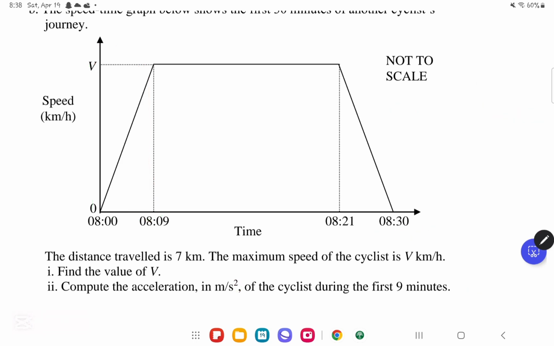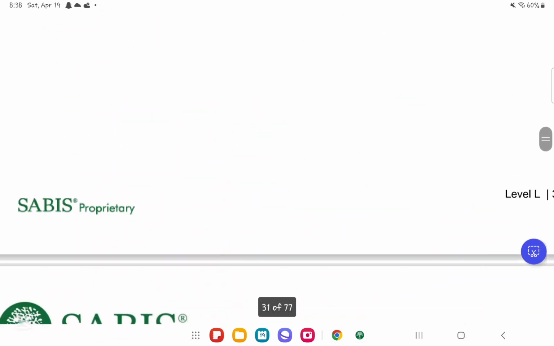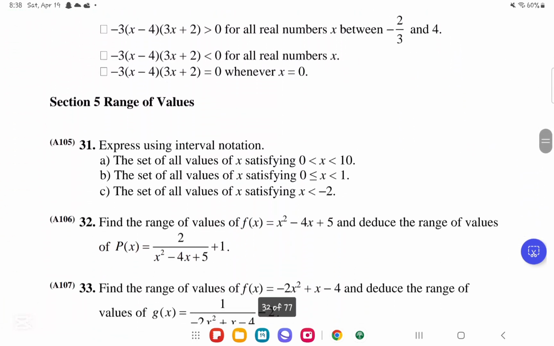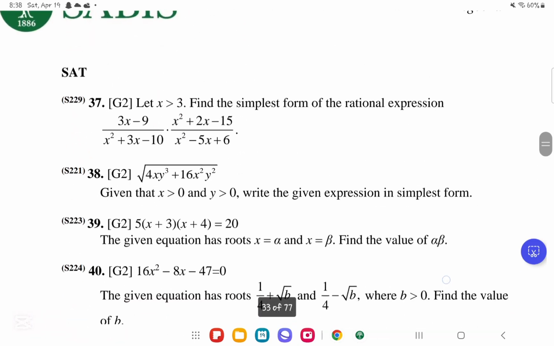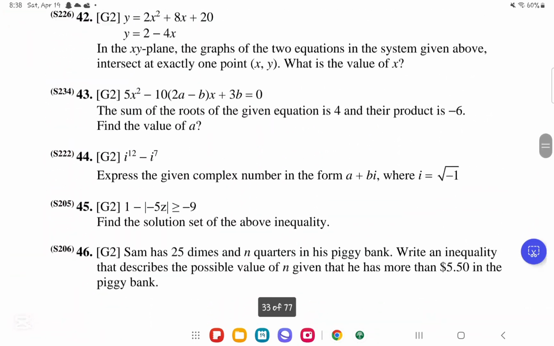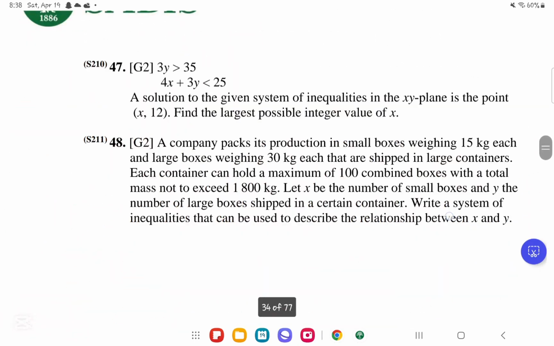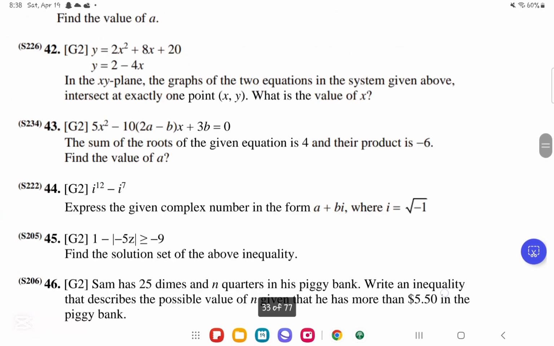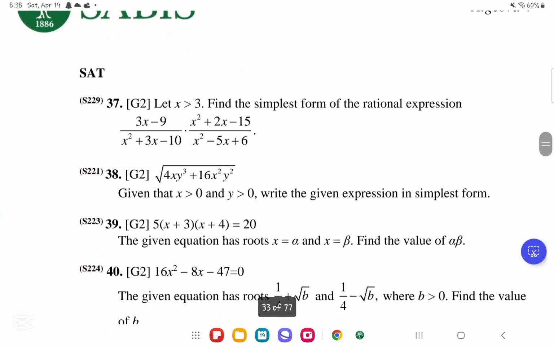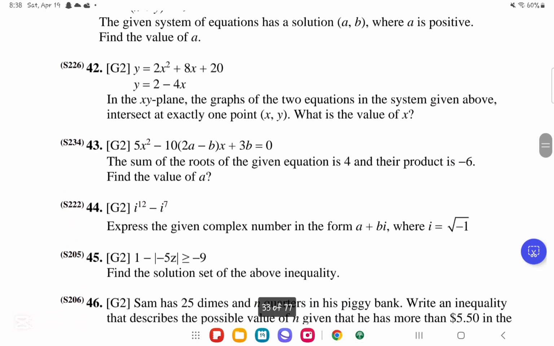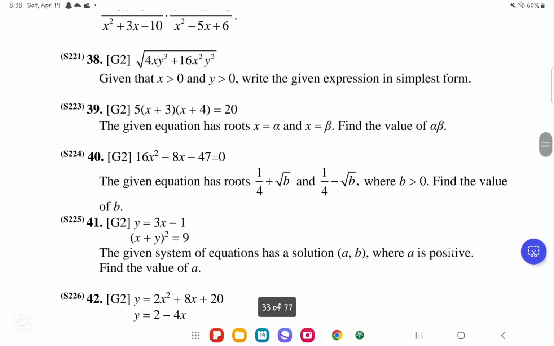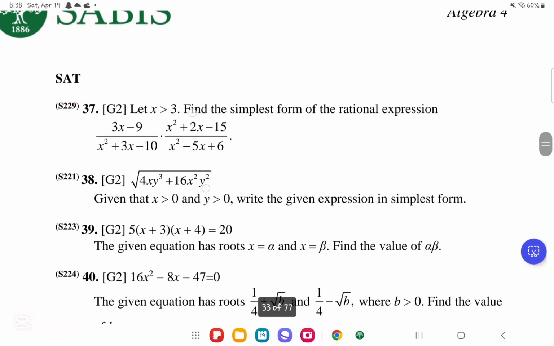Then we have questions 38 until 43. Let us see them, if they are important. Yes, they are very important. I think you should do them all, actually. So we have from 37, I have a feeling it is gonna come. So 37, 38, 39, 40, 41, 42, and 43. Yeah, let us do from 37 until 43.